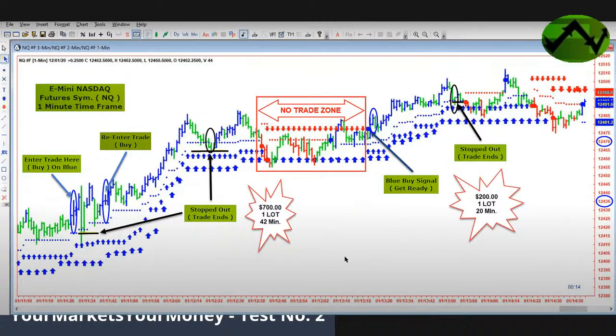Oh, I'm sorry. This is a $200 trade for one lot, 20 minutes from here to here. The other trade was from here to there, and that was a $700 profit. So that's $900, give or take, in profit that you made in those trades.